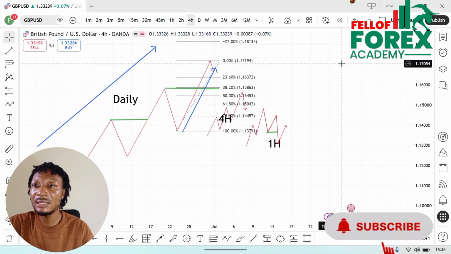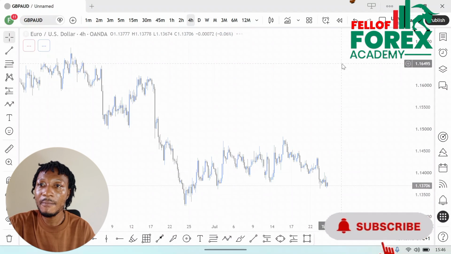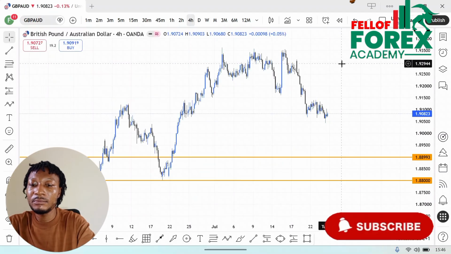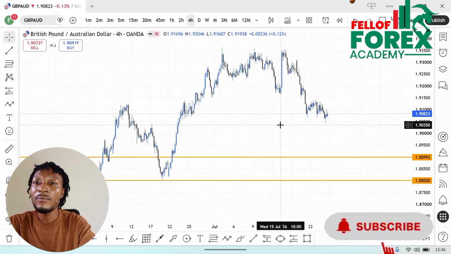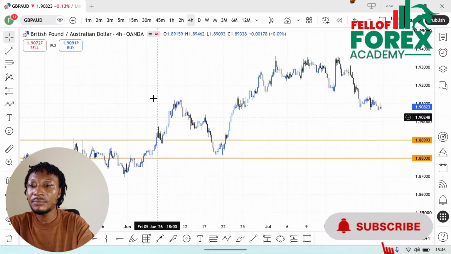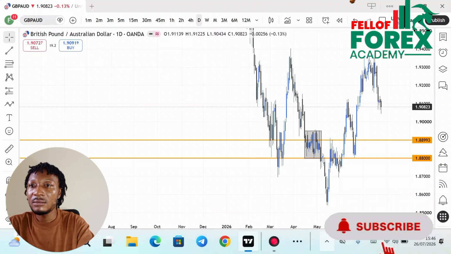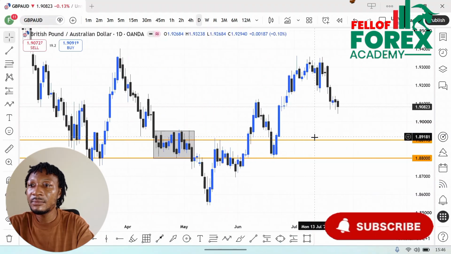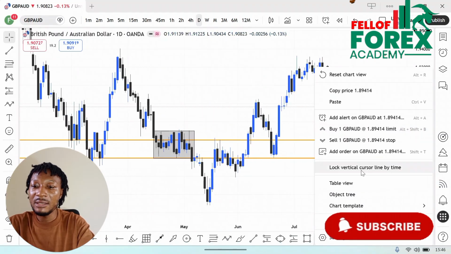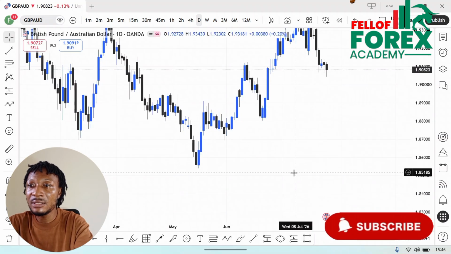Okay, so let's just go to, I'll have a clean chart. Should be GBP USD, GBP AUD. Okay, now let's take for example, this is GBP AUD. Let's go to the daily time frame. Okay, now on the daily, let me erase everything on the chart so we can do this together. So on the daily time frame, what do you see?